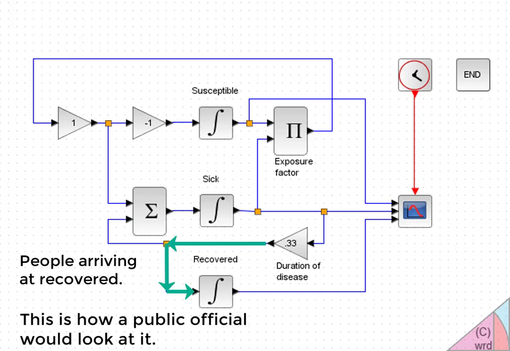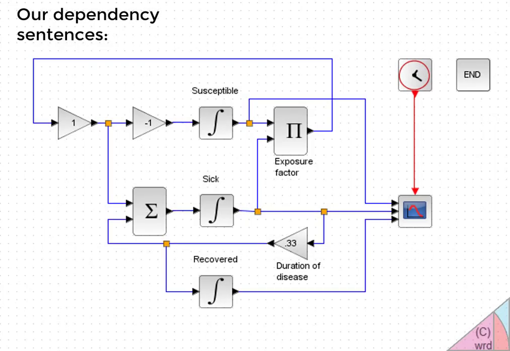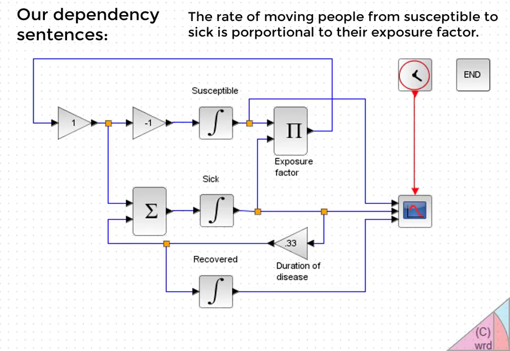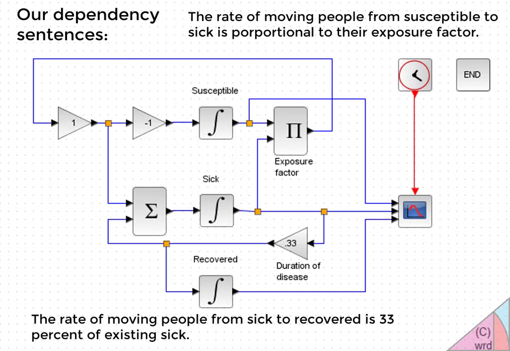From a public official's viewpoint, it doesn't matter which people. He or she may just want to predict lost productivity from local industries, the need to extend the school year and so on. Our dependency sentences. The rate at which people move from susceptible to sick is proportional to how often they bump into one another. High sick and moderate susceptible may produce the same current infection rate as moderate sick and high susceptible. The dependency sentence for getting well is that our recovery rate is always 33% of existing sick.